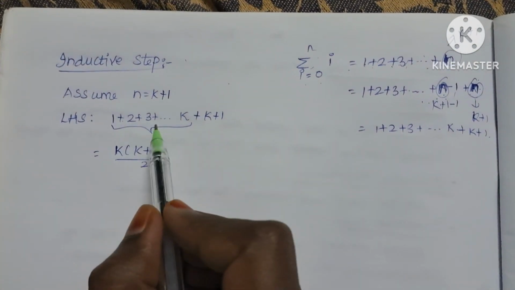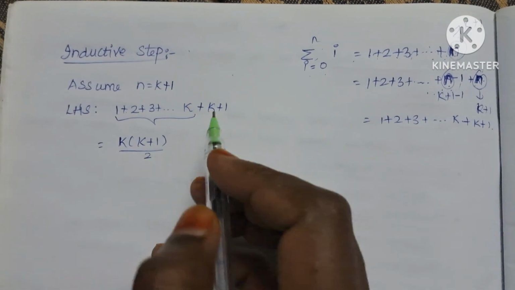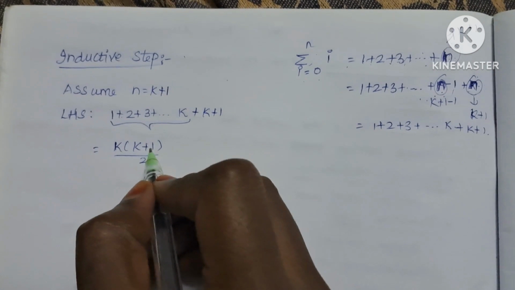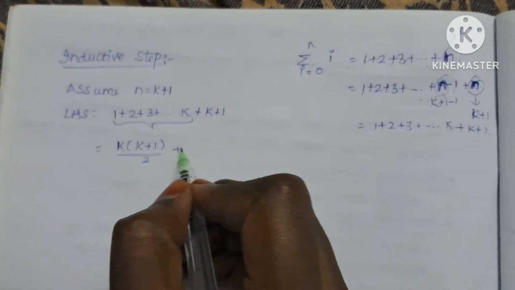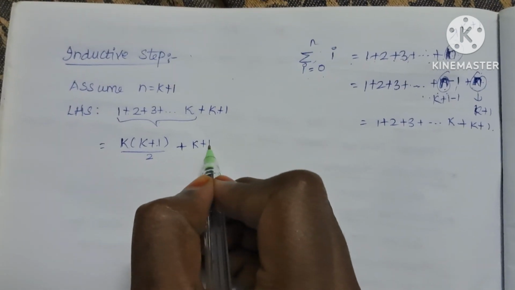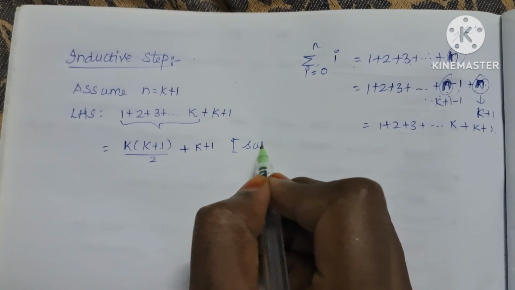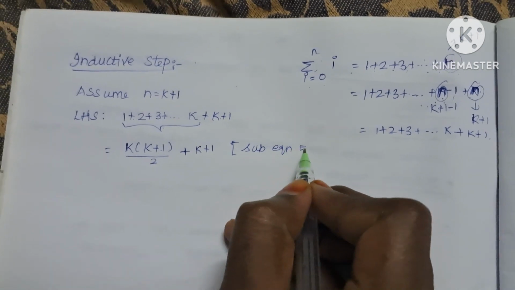So 1 plus 2 plus 3 plus k is equal to k into k plus 1 by 2. We have substituted this value plus the remaining value of k plus 1. So we have substituted equation 5.